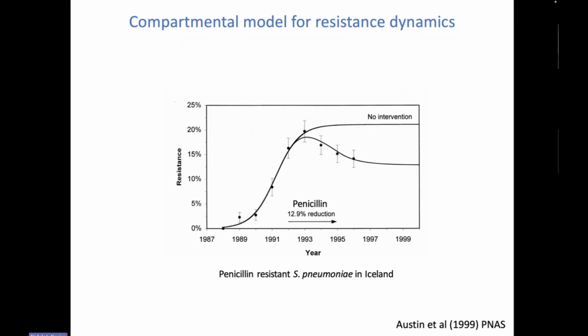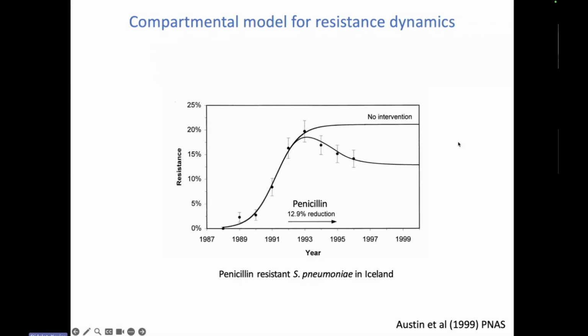And what's great about this model is that once you've calibrated a model like that and you find it fits well with your data, you can make predictions. In this case, we can predict what would have happened if penicillin use had not been reduced, which is this no intervention curve at the top. Then we would have seen no decrease, of course, in the resistant percentage. It would have remained around 20%.